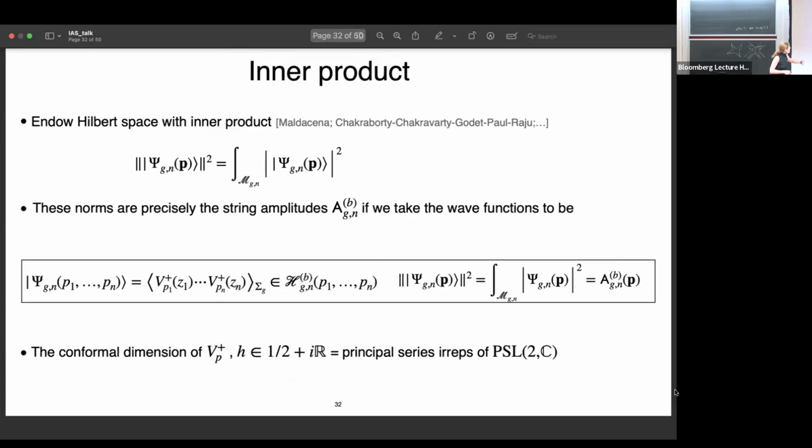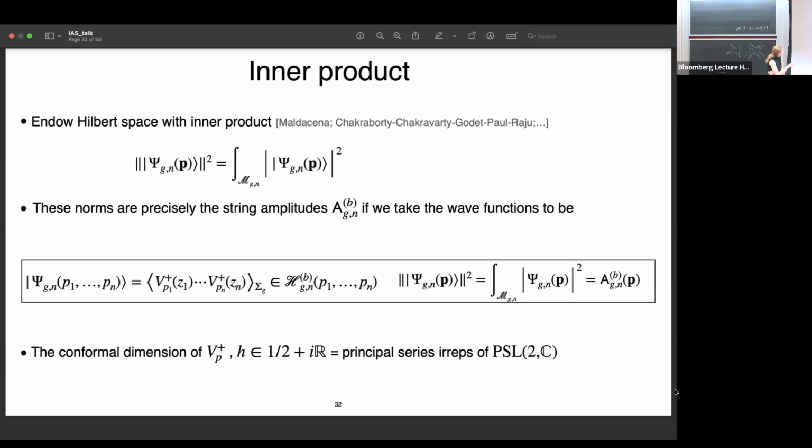Now, once you have the wave functions, the additional ingredient that you need to really define a Hilbert space is an inner product. So take this wave function and give it an inner product. And this is a very natural inner product, I think. You take the absolute value squared of this wave function and integrate over the moduli space of this Cauchy slice.